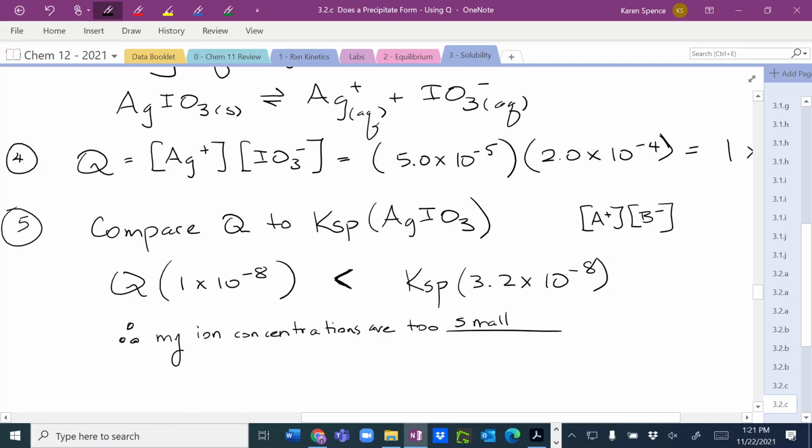So will we get a precipitate forming? No, because we don't have enough ion concentration. We don't have a high enough ion concentration.